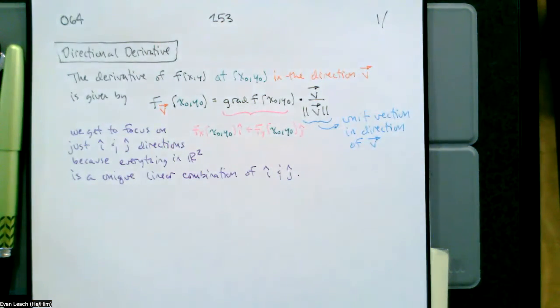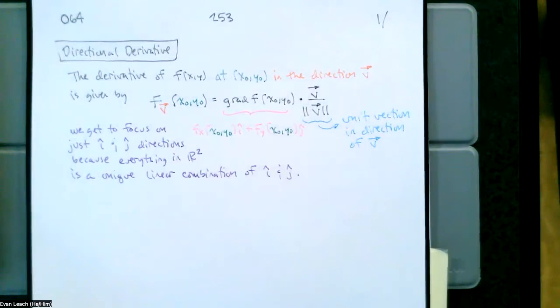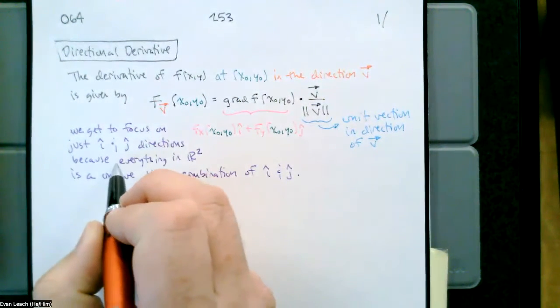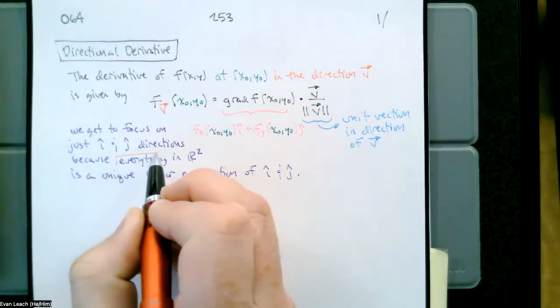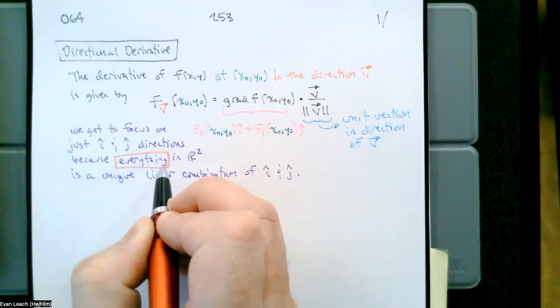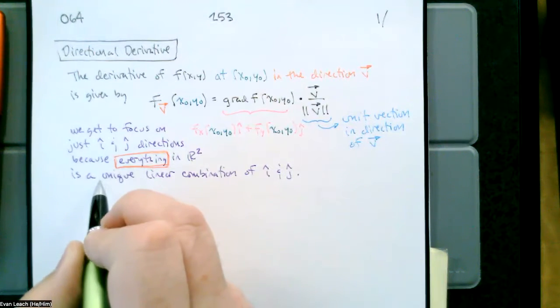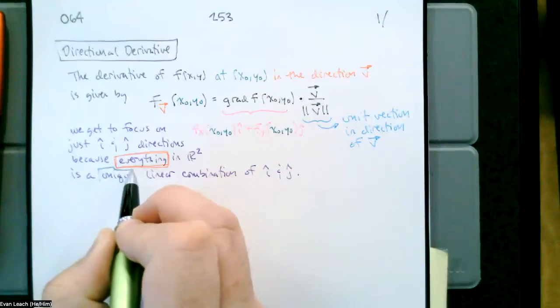So that's a lot that's actually going on in this statement. We get to cover everything in R2. That's the first aspect of it. There's nothing in R2 that can't be described as a unique linear combination of i and j.